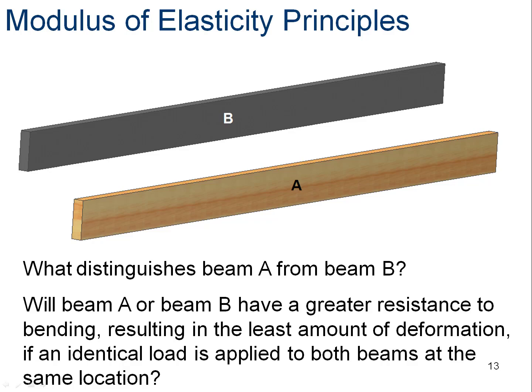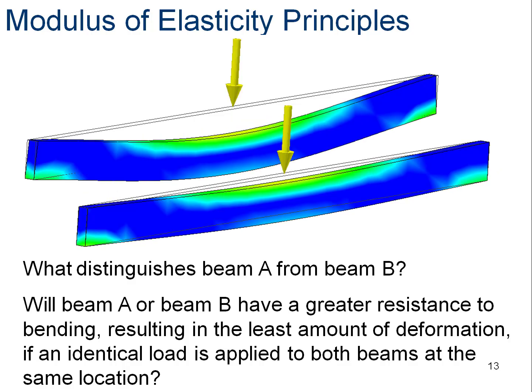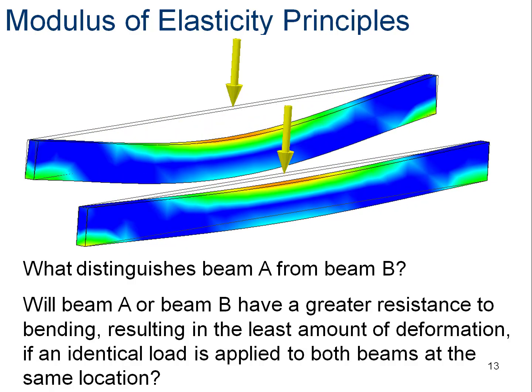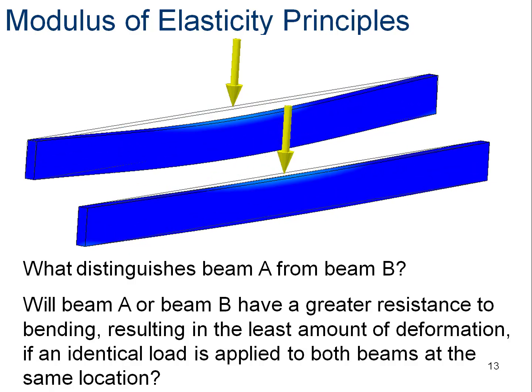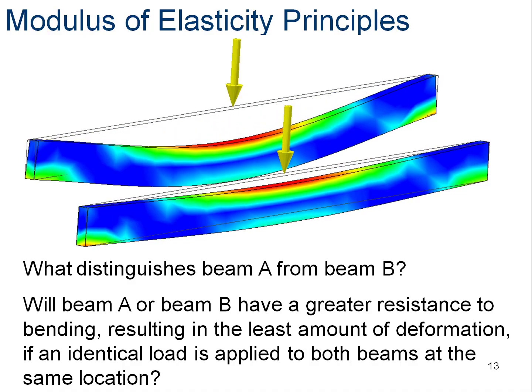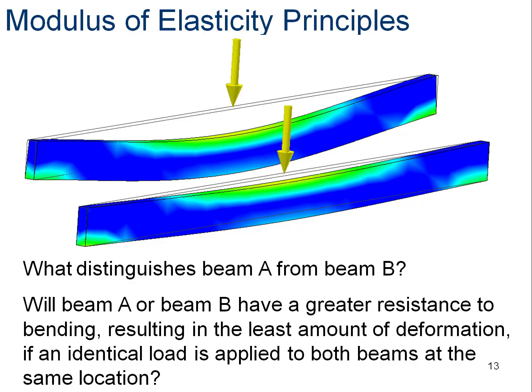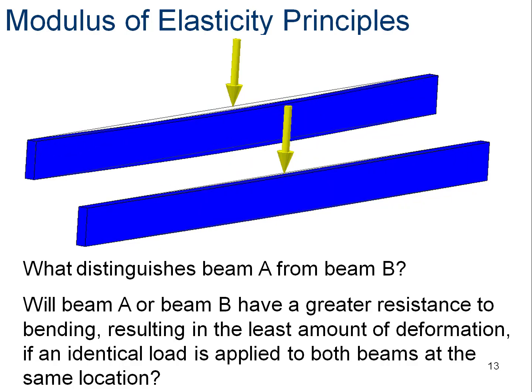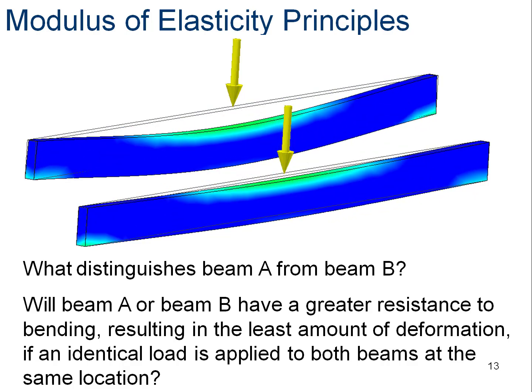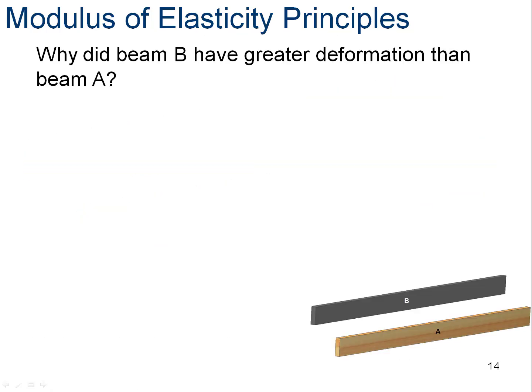So my load again is coming down vertically onto the beam. And here you see the deformation modeled. And you'll see that the plastic beam deforms quite a bit more than the wooden beam does. Now, that comparison is how we can describe the modulus of elasticity. The beam that's made out of wood has a much higher modulus of elasticity. It deflects less. So we look at why this is.